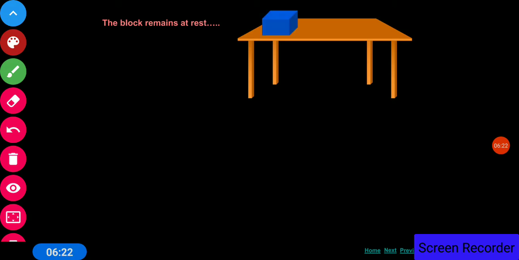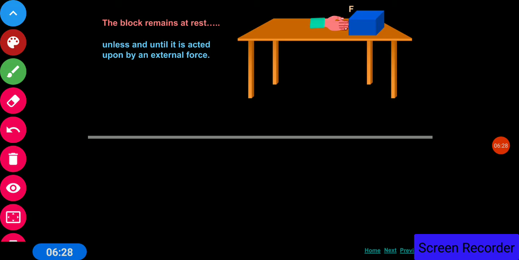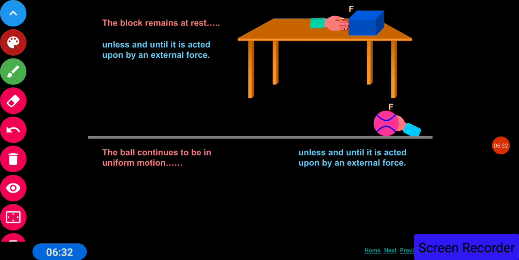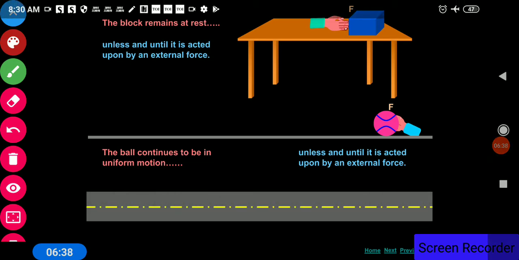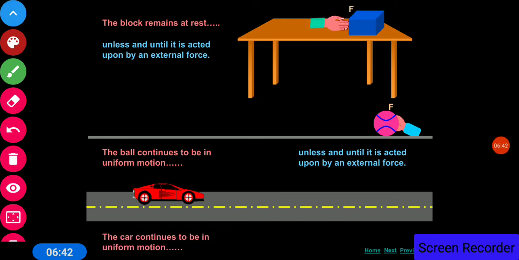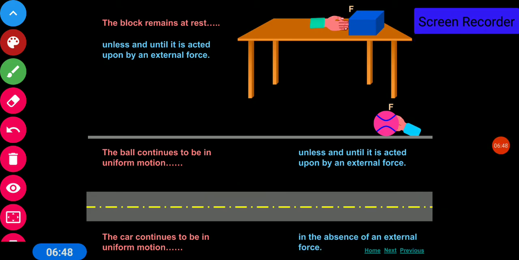Let us repeat it again. Now the block is at rest. It is in motion when some external force is applied on it. The ball continues to be in uniform motion unless and until it is acted upon by an external force. The car continues to be in uniform motion in the absence of an external force.